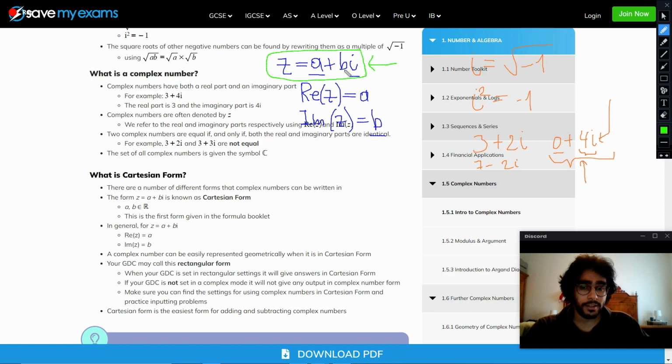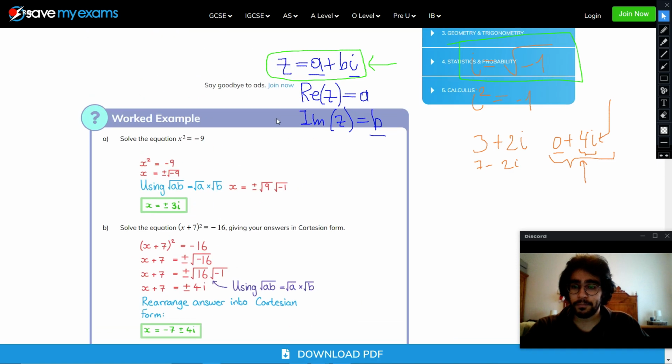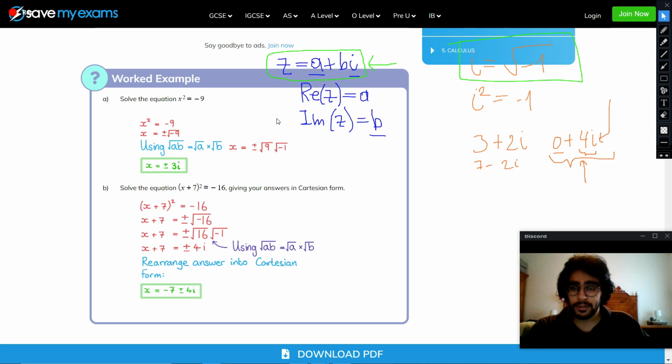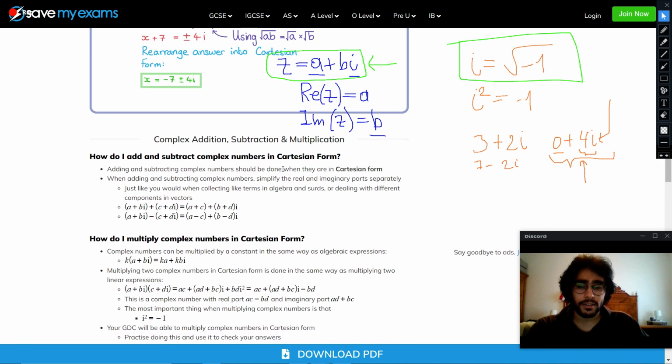Again, a and b are real numbers, and i is an imaginary number, which is defined to be root of -1. Okay. What else do we have here? Some examples. Maybe let's have a look. Actually, it's okay. We can have a look at the examples later. So how do we add, subtract, or multiply complex numbers? It's quite easy, actually. Let's go through the examples.